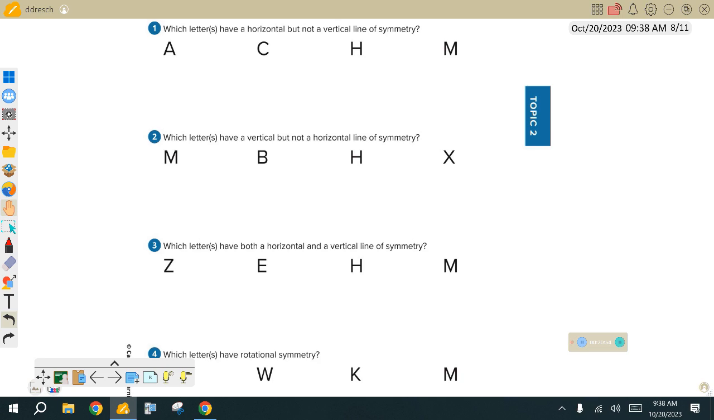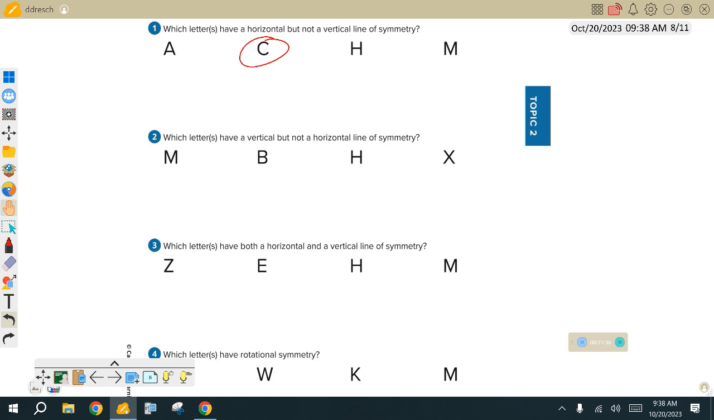So let's run through it really quick. The biggest thing I can tell you here on these: read carefully. That's the biggest mistake I see. So on this first one here, we're going to take these 4 letters. Let's pretend like we're at the eye doctor. Everybody cover the left and right eye. I'm joking. I see if I can get anybody to do that. Okay, which letters have a horizontal but not a vertical line of symmetry? A, C, H, and M. A, C, H, M. What do we got? Have a horizontal but not a vertical.